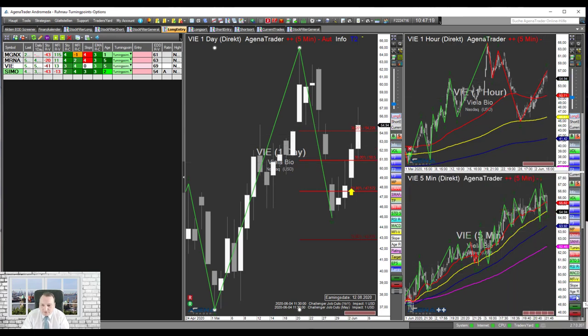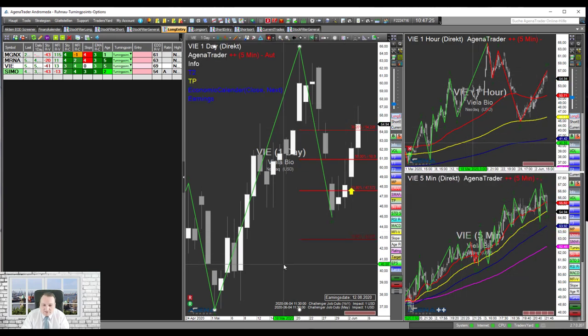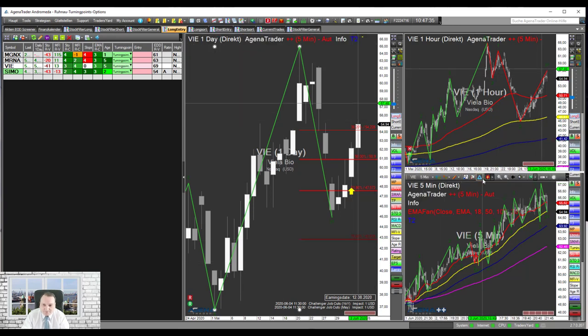There's also an automatic system in place, so you can automatically get into a trade, which is described in my handbook.